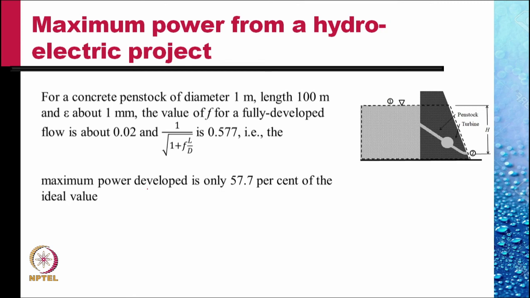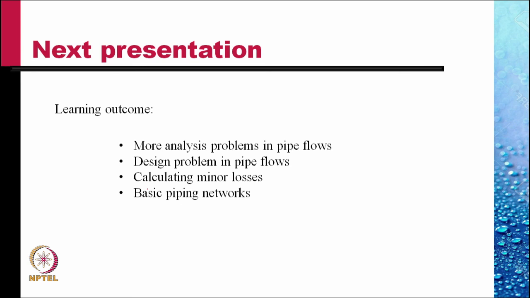For a concrete penstock of diameter 1 meter and length 100 meters and epsilon about 1 millimeter for concrete, the value for the fully developed flow is f equal to 0.02, so that 1 over the square root of 1 plus fL by D is 0.577. That is, the maximum power developed is only 57.7% of the ideal power when friction was negligible. So there is quite a bit of loss of power. Thank you very much.